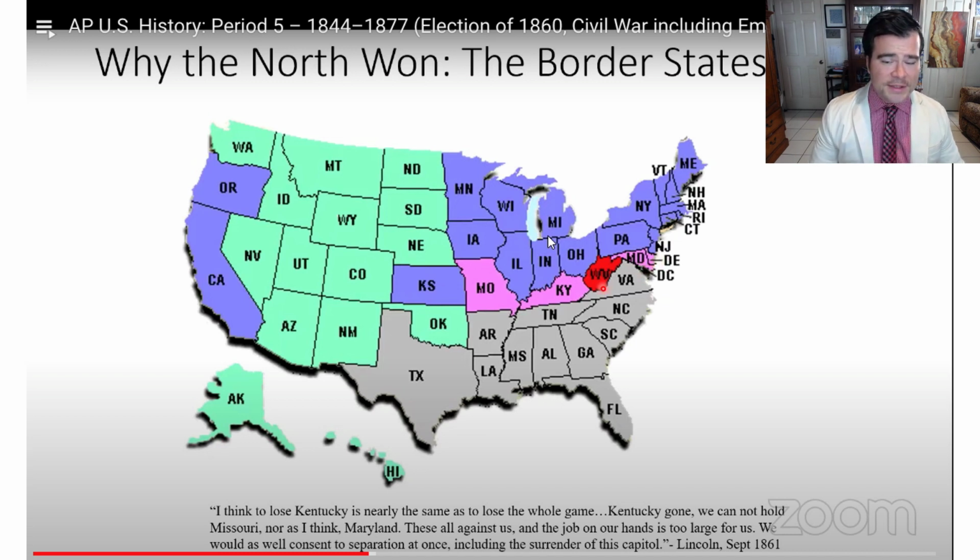Because if Maryland went to the South, then Washington, D.C. would have been taken over. And that's pretty bad for morale, right? So yeah, I think to lose Kentucky is nearly the same as to lose the whole game. Kentucky gone, we cannot hold Missouri, nor, as I think, Maryland. These are all against us, and the job on our hands is too large for us. We would as well consent to separation at once, including the surrender of this capital. So Lincoln was like, dudes, we cannot lose these border states.